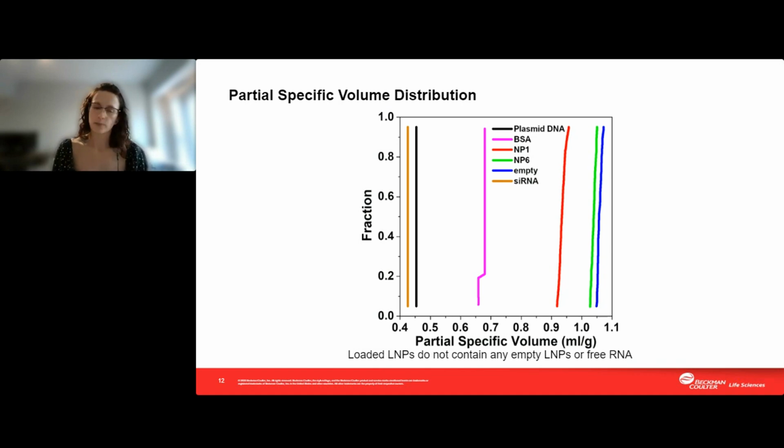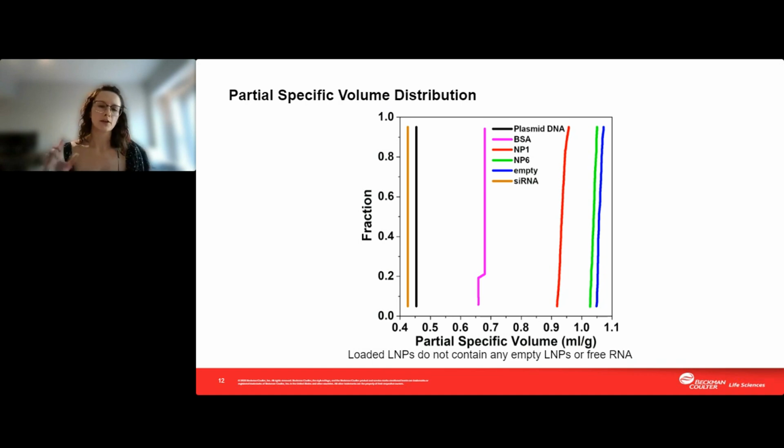These have the lowest partial specific volume, which makes sense because nucleic acids have a lower partial specific volume than lipids and proteins. We can also see that the siRNA line as well as the plasmid DNA are both very straight and linear, and they only have one value for their partial specific volume, which makes sense. As we move up towards the middle of the graph here, we start to see our protein standard, which we used was BSA, having a partial specific volume of about 6.9.